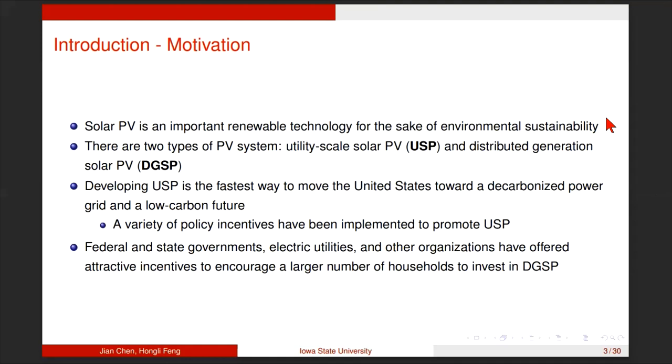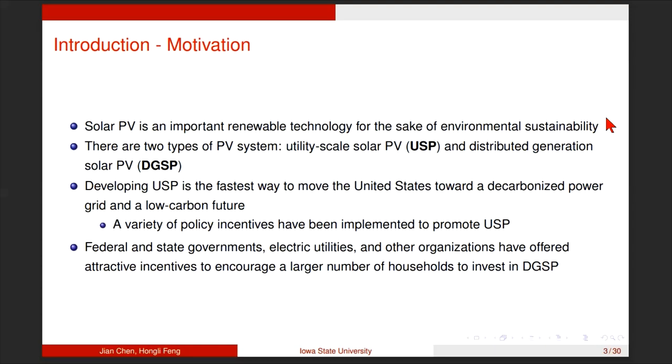And utility-scale solar PV systems play an important role in decarbonizing the power grid and leading the United States toward a low carbon future. According to estimates from the National Renewable Energy Laboratory, the whole United States could be powered by utility-scale solar, which would occupy only 0.6% of the country's land. And thus, a variety of policy incentives have been designed and implemented to promote the development of USP.